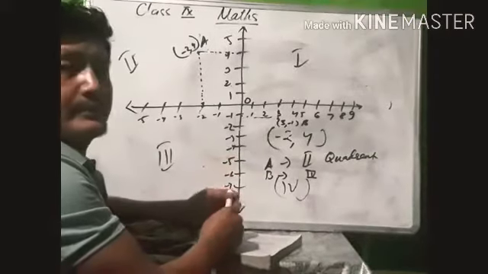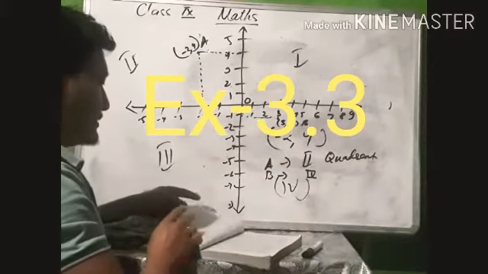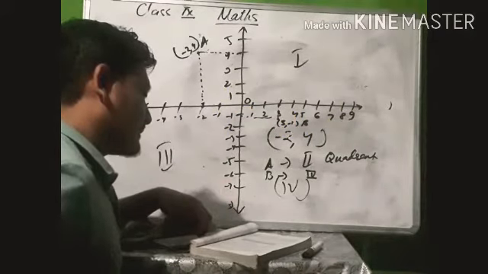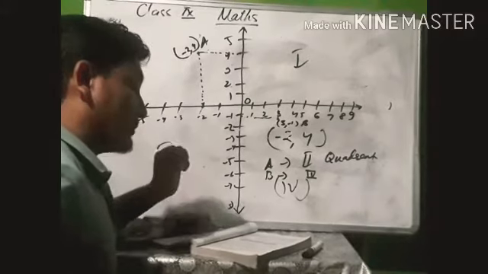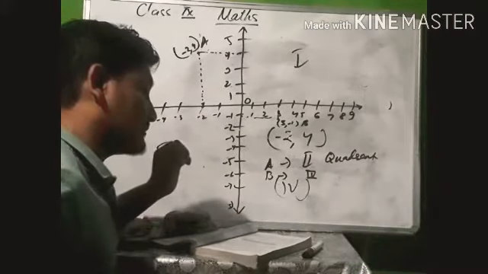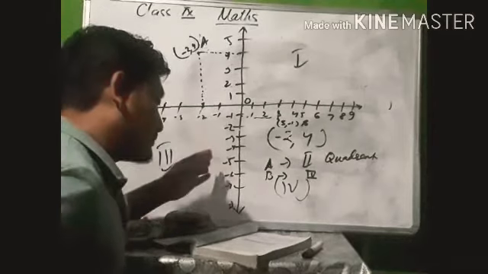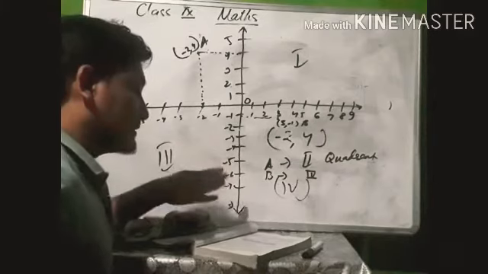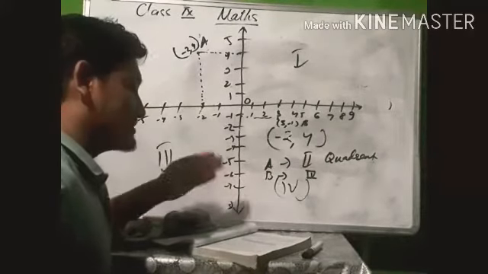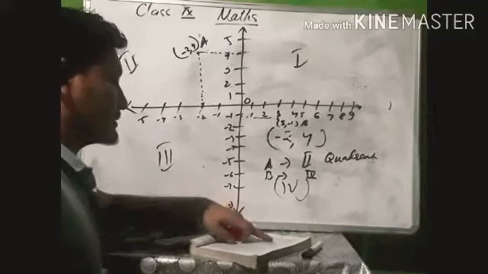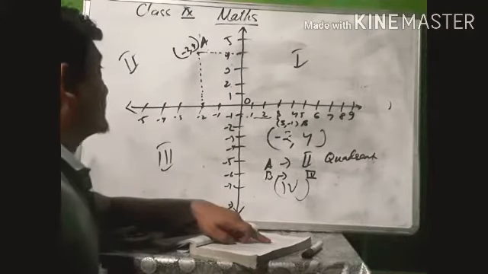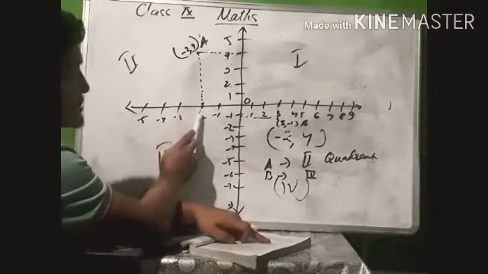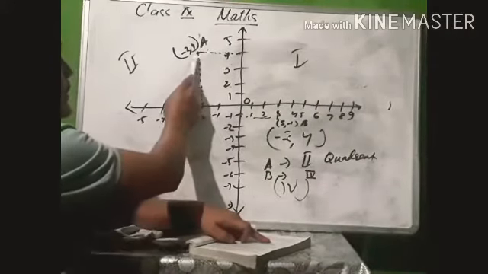Now, some of the questions have some coordinates given for points. The names of the points are not given, but the coordinates for x and y are given. All you have to do is give the answer for which quadrant the following points lie on. The first question you are given is -2 and 4. So -2 for x-axis and 4 for y-axis.